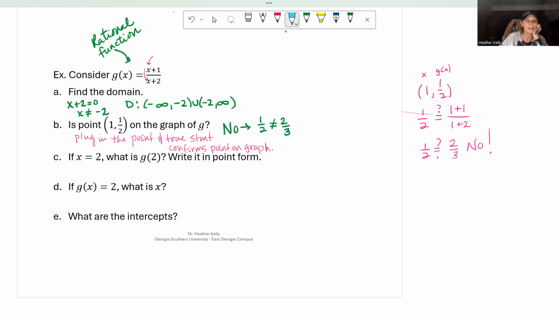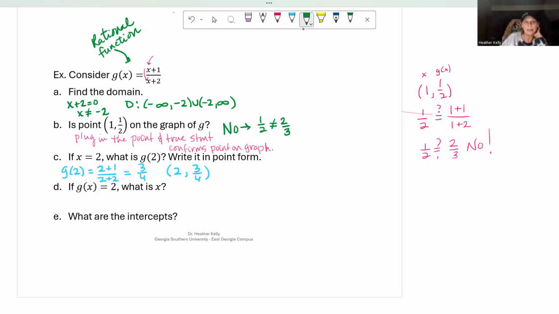Okay, next question says, if x is equal to 2, what is g of 2? Write it in point form. Okay, well, g of 2, that's pretty straightforward. We're going to plug in 2 just like we plugged in 1 over there. So 2 plus 1 over 2 plus 2. G of 2 is 3/4. And if we write it as a point, we'll say when x is 2, g of 2 is 3/4.